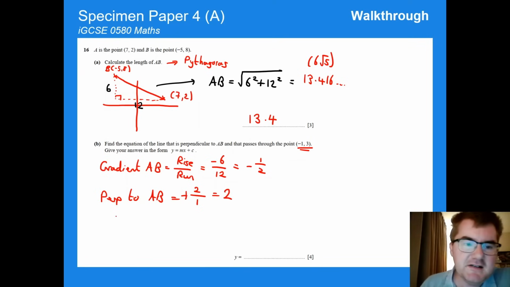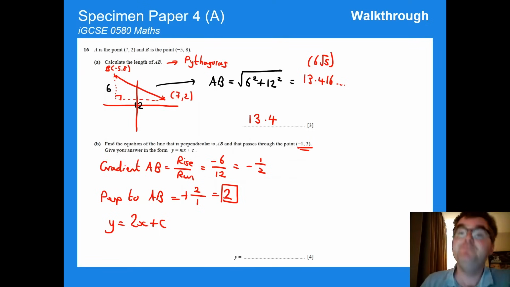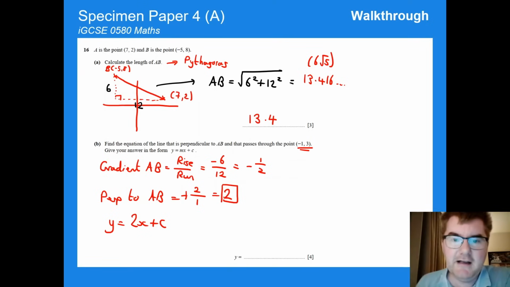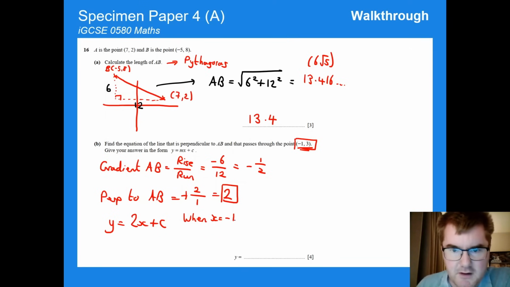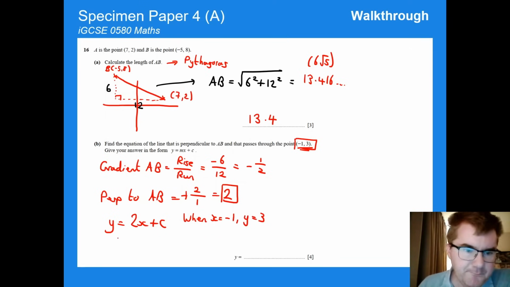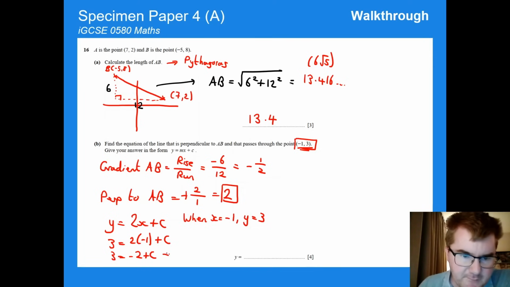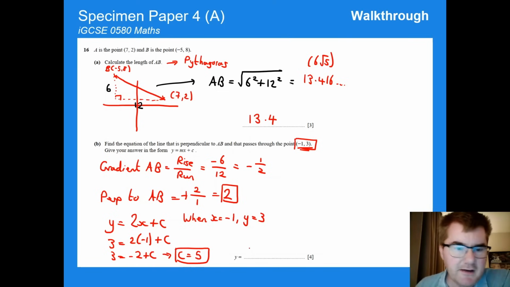So essentially what that means is our line is going to have the equation y equals 2x plus c. That's what we spent a lot of effort trying to work out here, the gradient of the perpendicular line. And now we have this point, so we can work out the c. So when x is minus 1, y is 3, that gives us 3 equals 2 lots of minus 1 plus c. 3 equals minus 2 plus c. Therefore, c is equal to 5. So our final answer is y equals 2x plus 5.